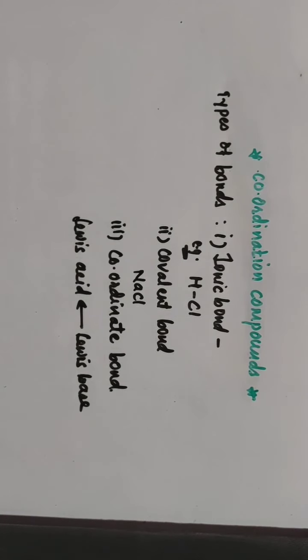And the bond is shown by a one-headed arrow like this, pointing towards the electron acceptor atom, the atom which can accept electrons. So electron acceptors are the Lewis acids, electron donors are the Lewis bases here, according to Lewis acid base theory.